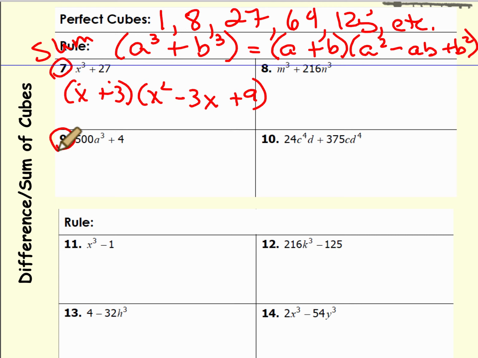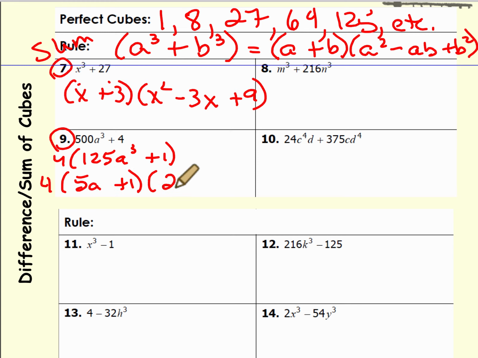Okay, let's go ahead and look at number 9. So what's the common factor of 500 and 4? It's 4. So if I go ahead and factor out a 4, I get 125a cubed plus 1. 125 is a perfect cube. It's a perfect cube of 5. So 5a plus 1, 5a squared, then we have the product with a minus sign in front of it, plus the square of 1.